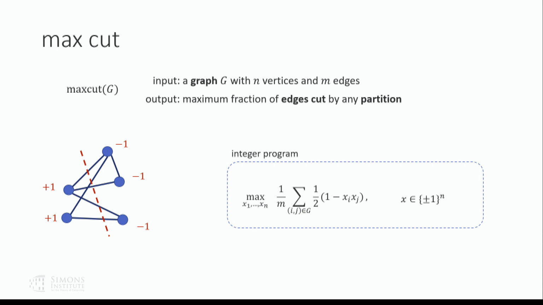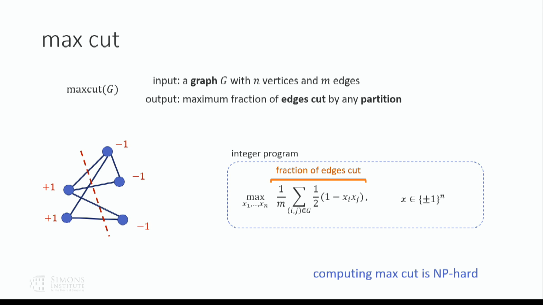All right. And I can express this optimization objective in terms of this following integer program. So I'm taking the average over all edges of half times 1 minus x_i times x_j, where x is our sign. So this is going to be 1 if the vertices are on opposite sides of the cut, and 0 if they are on the same side of the cut. Right, so this is just the fraction of edges cut.